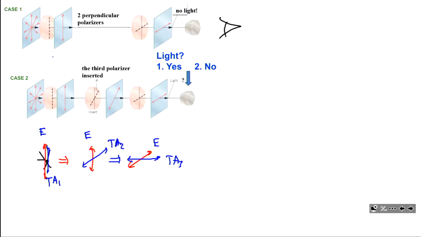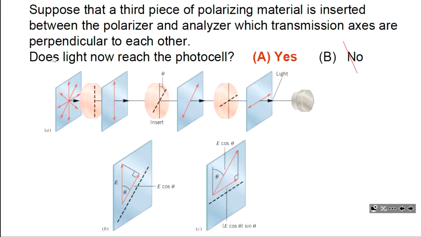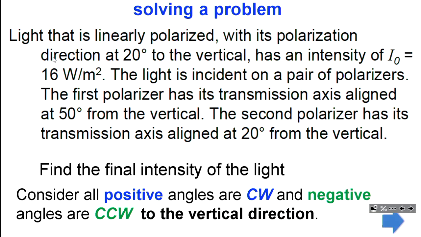But I can see some angle, which is not 90 degrees. So light travels through, and actually it will be eventually polarized in the direction of the transmission axis of the last polarizer. And if I want to, of course, I can calculate the intensity before and after. We're going to do it right now for this specific problem.